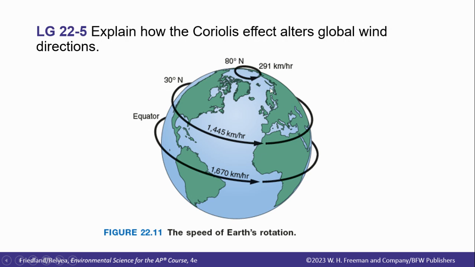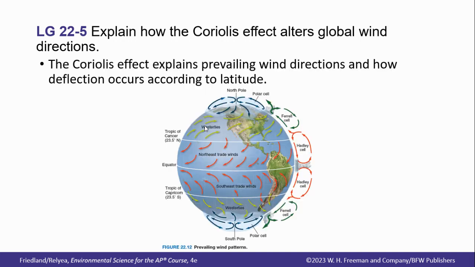So if you didn't know, again, the Earth rotates a lot slower at the poles than it does at the equator. So 291 kilometers an hour up here, and at the equator, it's 1,670 kilometers an hour. And again, to give you a comparison, a kilometer would be the closest to the English mile. So the Coriolis effects explain prevailing wind directions and how deflection occurs according to the latitude.